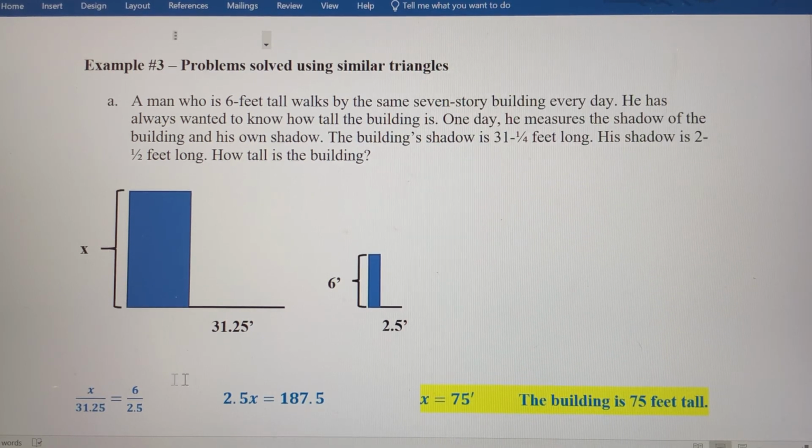Just to verify that, if you plug in 75 here, if you divide 75 by 31.25, you're going to get the exact same thing as if you divide 6 by 2.5. So that's how you can use similar triangles to do some problem solving here.